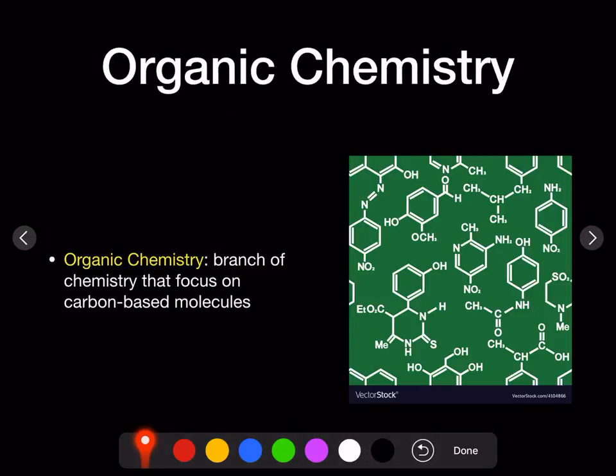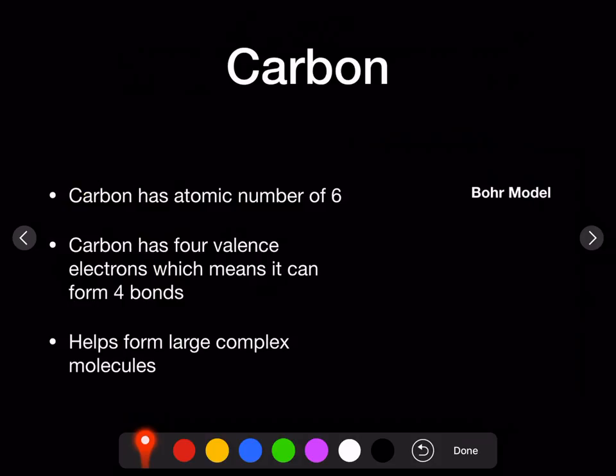So the first thing we want to talk about is organic chemistry in general. Now, organic chemistry is this branch of chemistry that focuses on carbon-based molecules. So if we look over here, all of these molecules that you see over here are carbon-based. Each one of these points indicates that there's a carbon molecule located there. Organic chemistry focuses solely on carbon-based molecules.